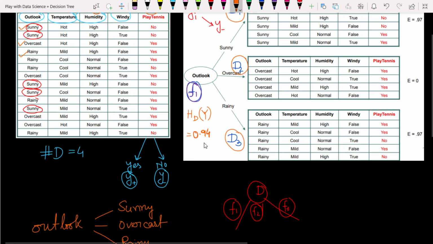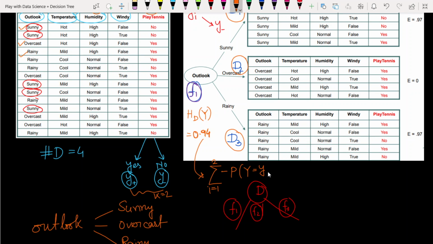One thing to remember is how we calculate it. If you forget, I will remind you of the formula. Because of the two classes, k is equal to 2, so i goes from 1 to 2, and the entropy is minus the sum of the probability of y equals yi times the log of the probability of y equals yi. Here yi means y plus or y minus.